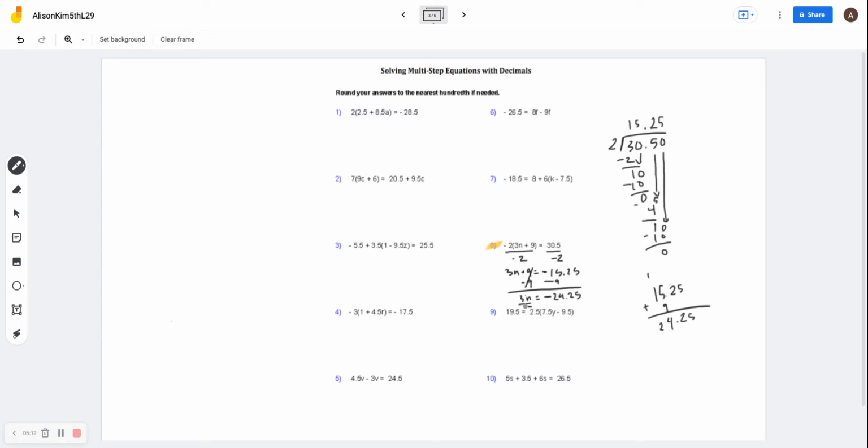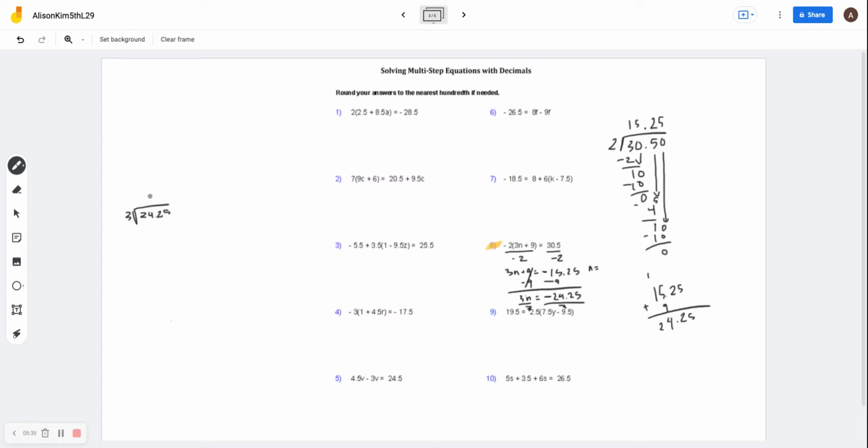So we're going to divide by 3. Let's do that. So 3 divided into 24.25. Once again, don't forget that your answer has to be a negative because a negative is being divided by a positive. So we want to know what n equals.